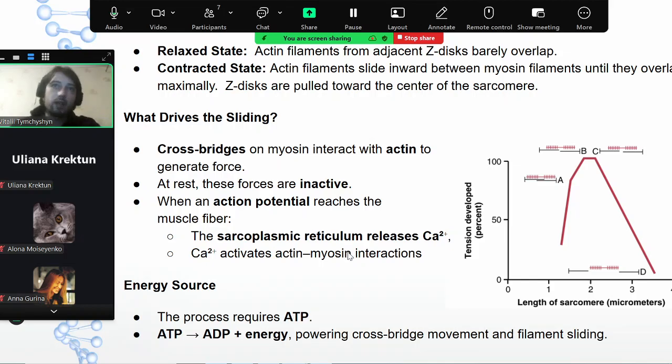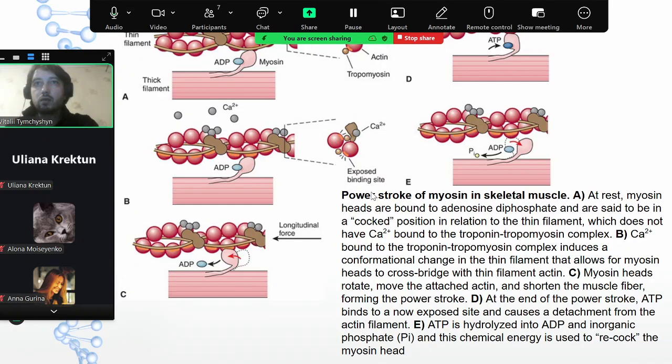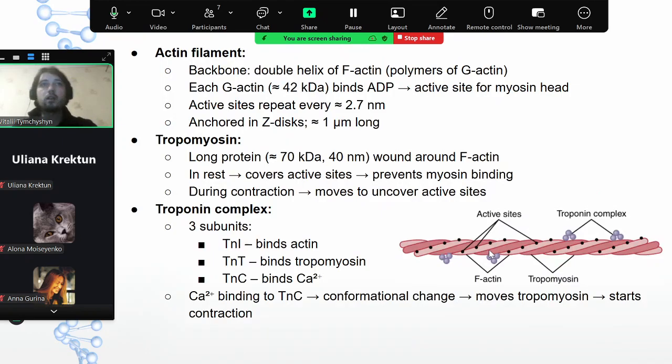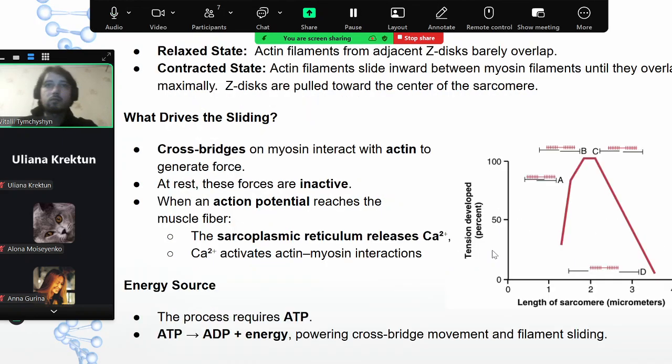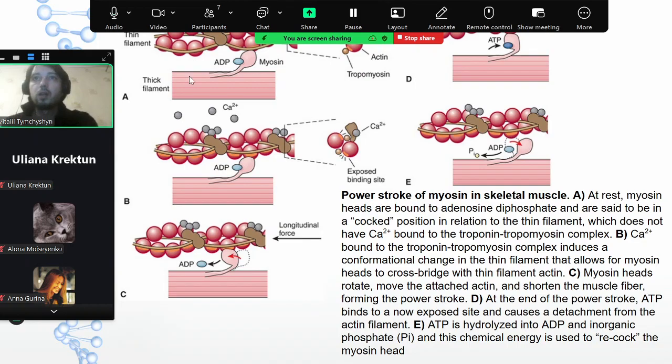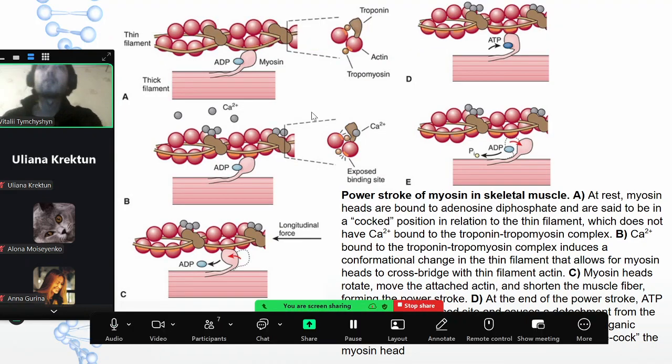So what drives the sliding? Cross bridges on myosin interact with actin and they generate force. I will show you in a moment how that's performed molecularly. At rest, these forces are inactive, but when an action potential comes, calcium is released. All these active sites are revealed, and everything starts. And here is, at last, the slide with the power stroke of myosin in a skeletal muscle.